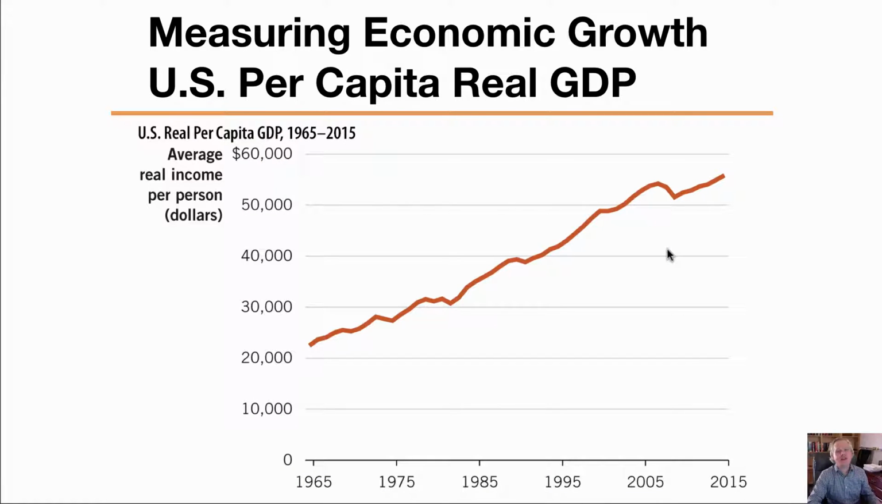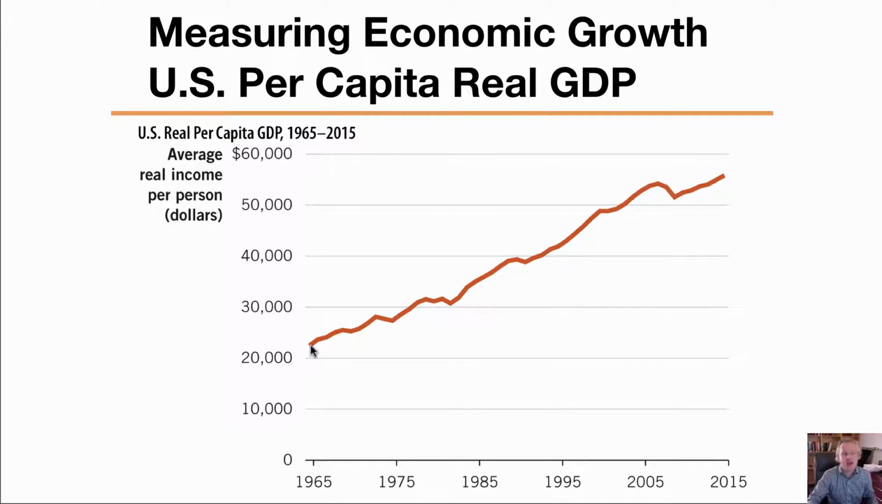Another thing to think about when we're measuring economic growth is how GDP changes over time. So this is per capita GDP in the U.S. And when we say real here, it means we're accounting for inflation. I'm going to come back to that in a bit, and we're going to talk a lot about inflation through the remainder of the semester. But this is a real number, so we've tried to take out the effect of inflation when talking about this per capita GDP.